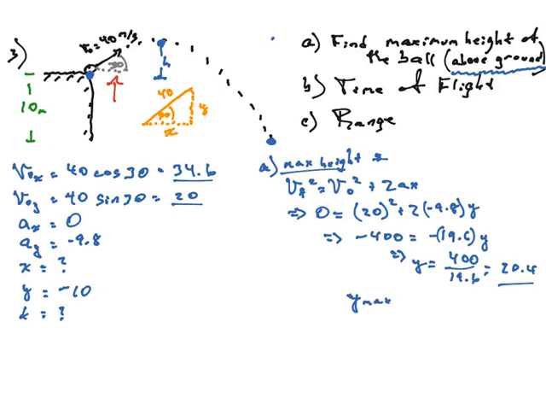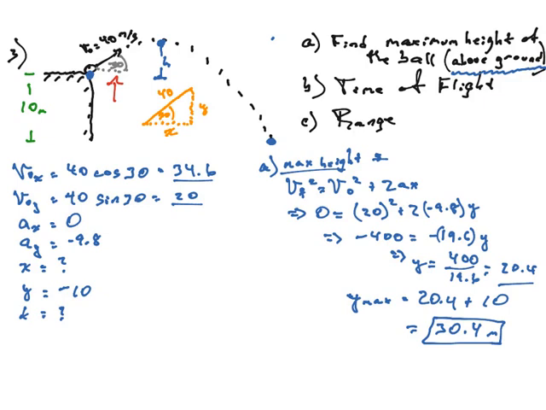call it y max or maximum height, however you want to label it, it's up to you, is my 20.4 plus the initial height of my cliff, the extra 10 meters. So the real maximum height is 30.4 meters. All right. So there we go. Part A done.